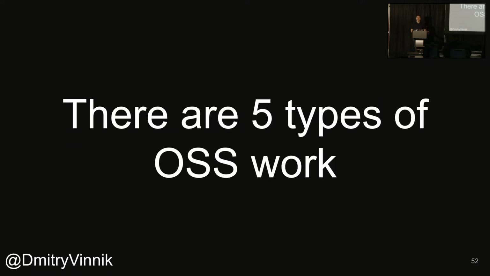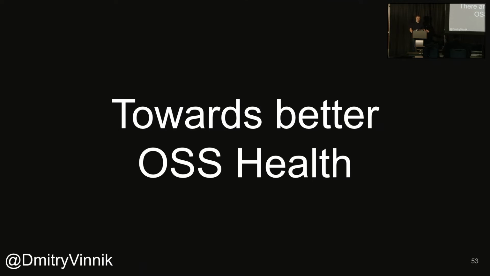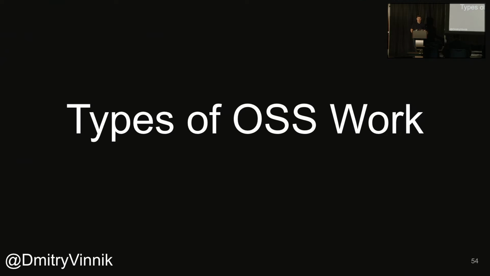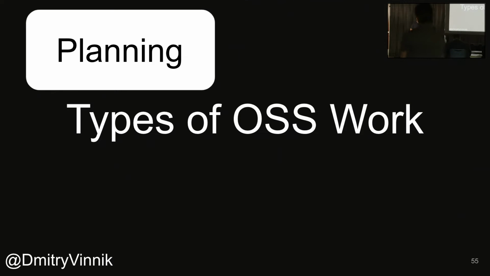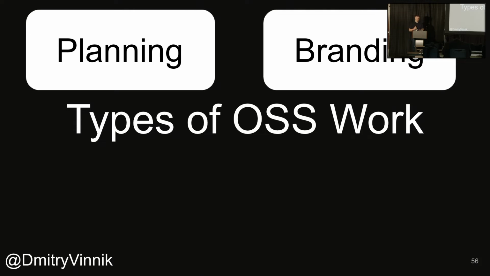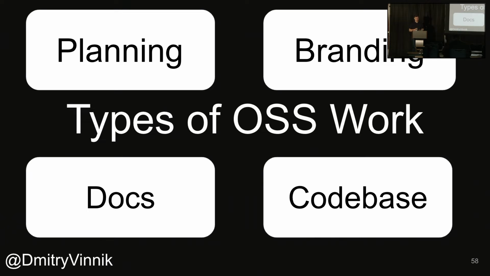So in general, I find there are 5 types of open source work you can do. And I kind of briefly touched on them. So the first type towards improving the open source project health is planning, branding, documentation, and code base. And I'll leave code base for the last. By the way, note, it's 4, I mentioned 5. If you can guess what the 5th one will be, don't say that out loud, but if you guess it, just raise your hand afterwards.